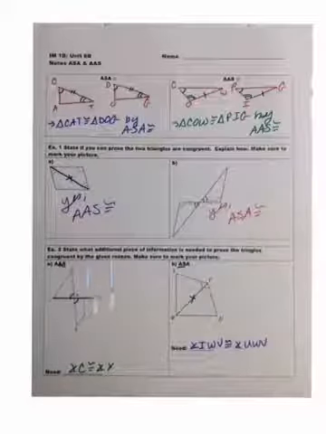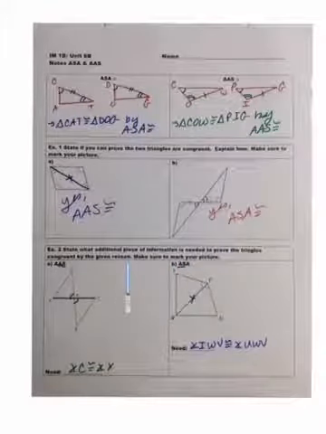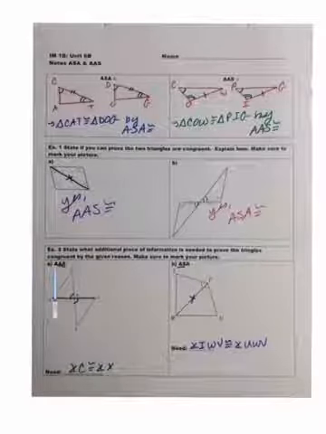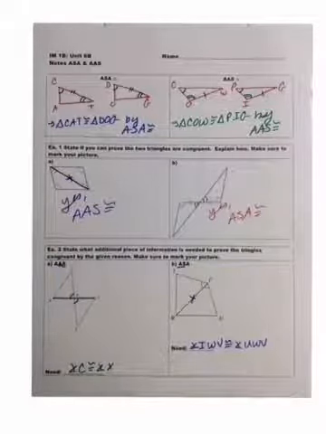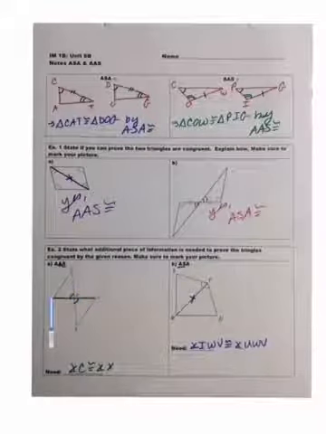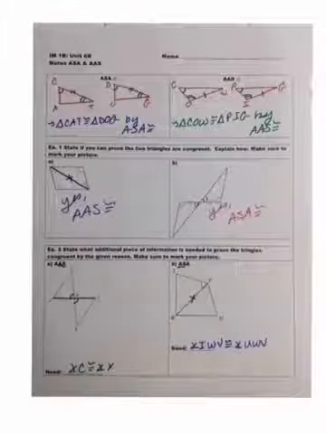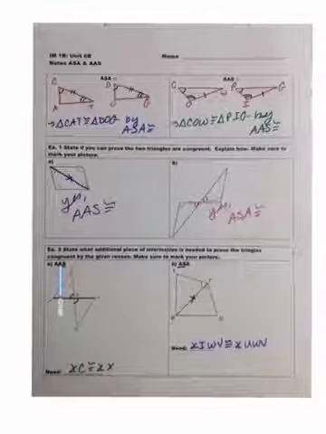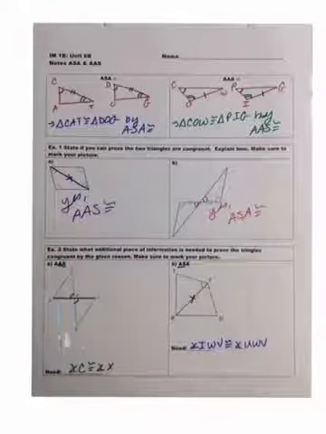All right, so example 2. State what additional piece of information is needed to prove the triangles are congruent by the given reason. Again, make sure to mark your picture. For this one, we want it to be AAS. I have this pair of vertical angles, and these sides were already marked congruent. So I have a pair of sides, and I have a pair of angles that's connected to the side.